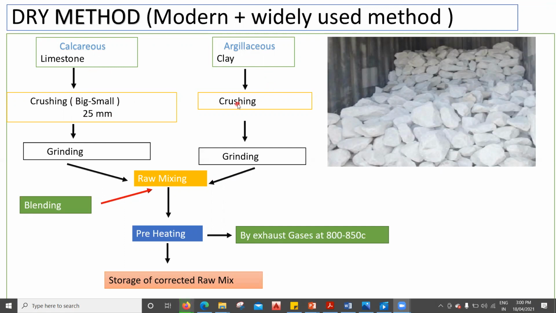Once the crushing is done, the next step is grinding. Since we require the material in powder form, we grind the raw materials, both the limestone and the clay. Once the grinding is done, we do the raw mixing of the limestone and the clay. When we do the raw mixing, we also do the blending. Now the question that comes to mind is, what is blending?